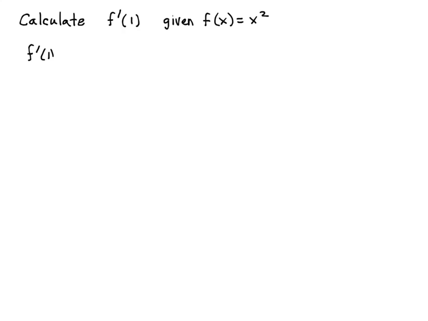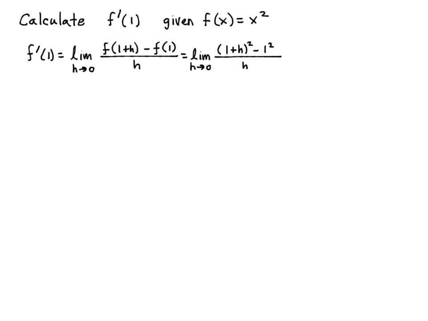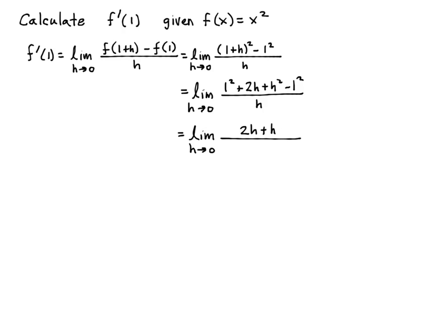And so I'm going to start this out by writing my definition, the limit definition of the derivative, and then I'm going to actually write out what my function is involving 1 plus h, so it's just squared, so it's 1 plus h squared minus 1 squared over h. And then I'll expand the 1 plus h squared into 1 squared plus 2h plus h squared. And of course I have the minus 1 squared, so now it's a matter of simplifying this expression.